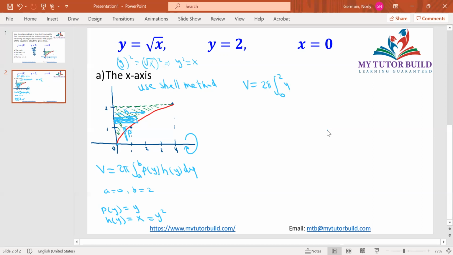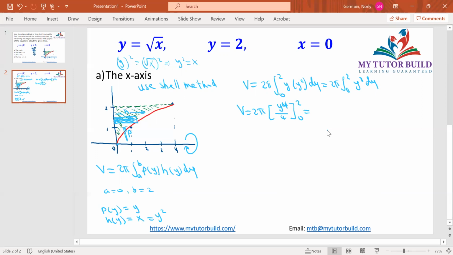P of y is y, and h of y is y squared dy. Now, 2 pi from 0 to 2 of y cubed dy. Now that we have y cubed, you know how to integrate. We're going to have 2 pi integrate y cubed. It would give us y to the power 4 over 4. Remember, y to the power 4 over 4, because it's a definite integral, it's going to be from 0 to 2.